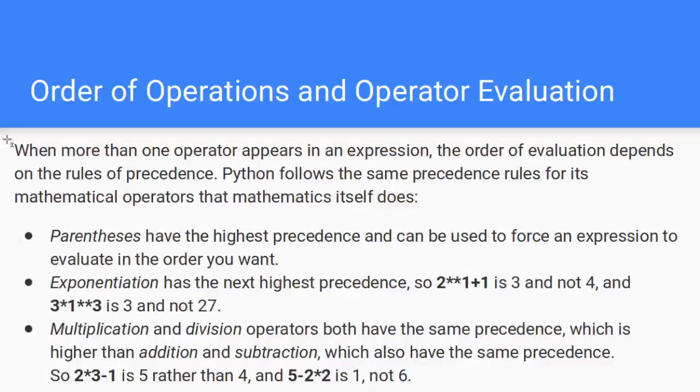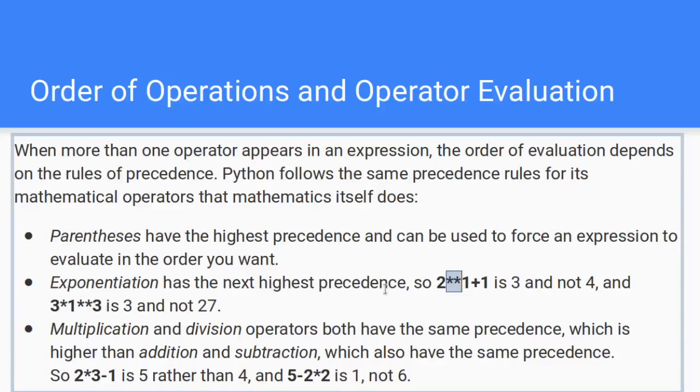Now, the order of operations is important, just like in mathematics. As a matter of fact, Python uses the same rules as mathematics. Parentheses have the highest precedence, then exponentiation, then multiplication and division, and finally addition and subtraction.